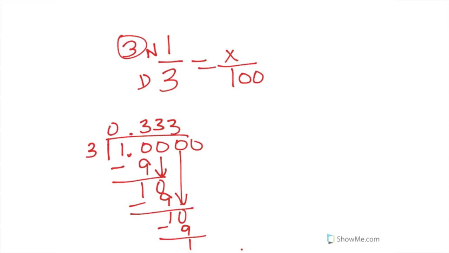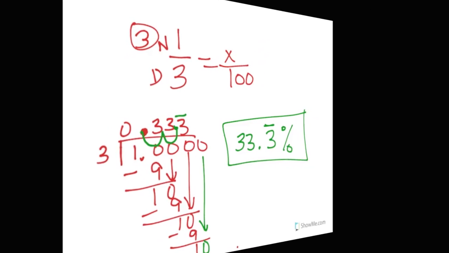But remember, a percent is out of 100. So I'm going to move my decimal till I get to the hundredths place. 1, 2, to the hundredths place. So my answer is 33.3. Remember, the numbers are going to continue going. Okay, so I'm going to put a bar on top, and that's my answer.